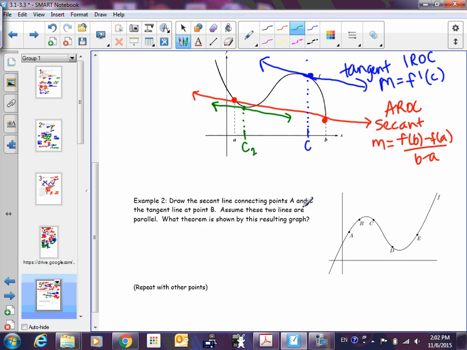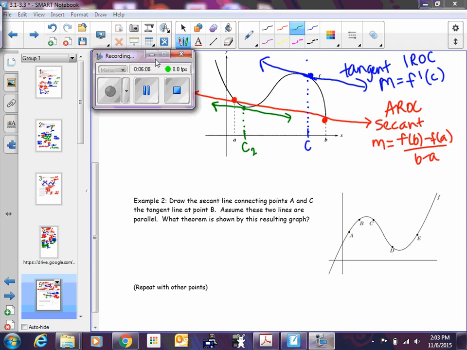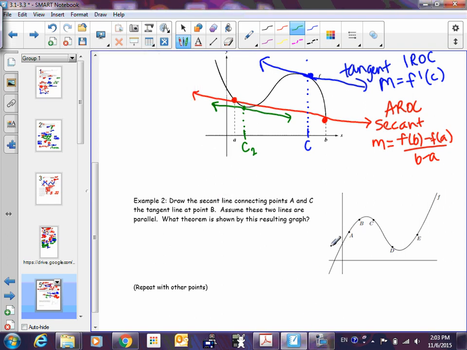So go ahead, read example 2, and do what it says and answer the question that it says. Okay, so hopefully your graph should look something like that. Okay, and what theorem was shown by this? MVT. Now that's super easy when this is the theorem we're talking about today.